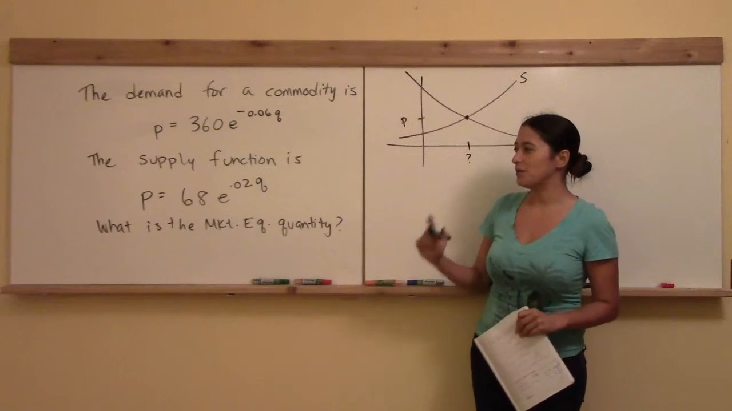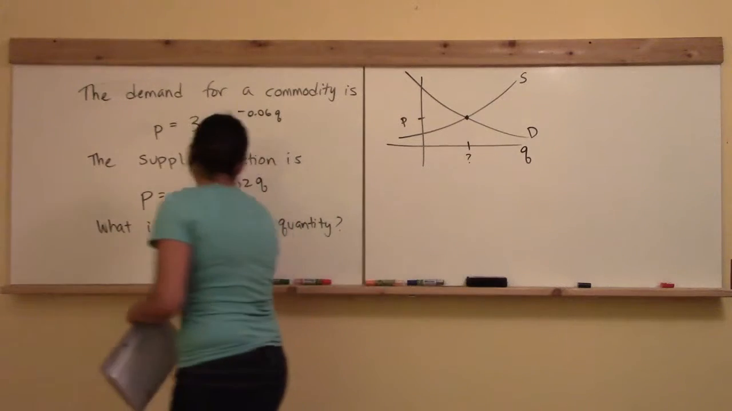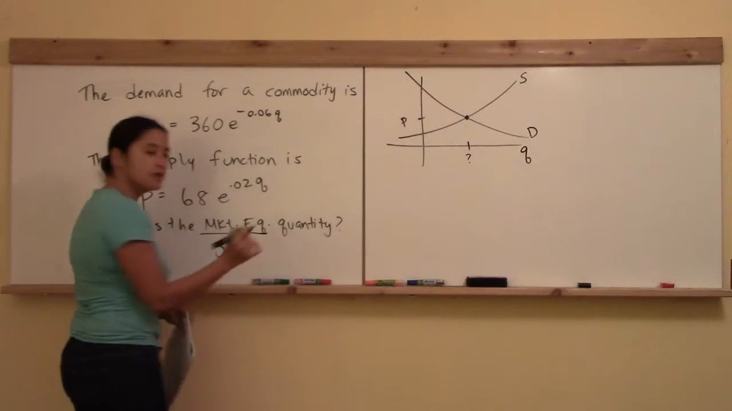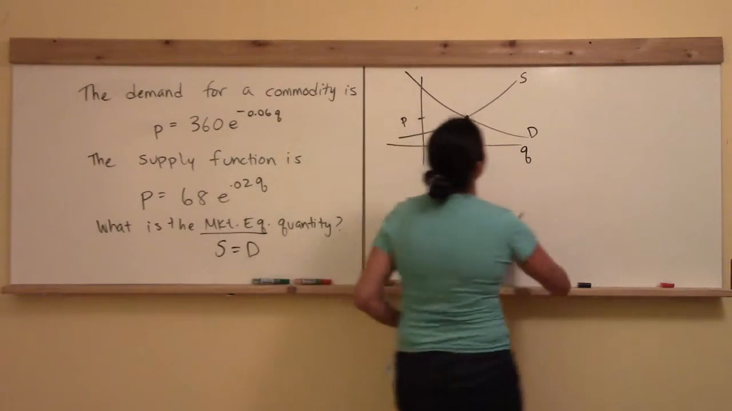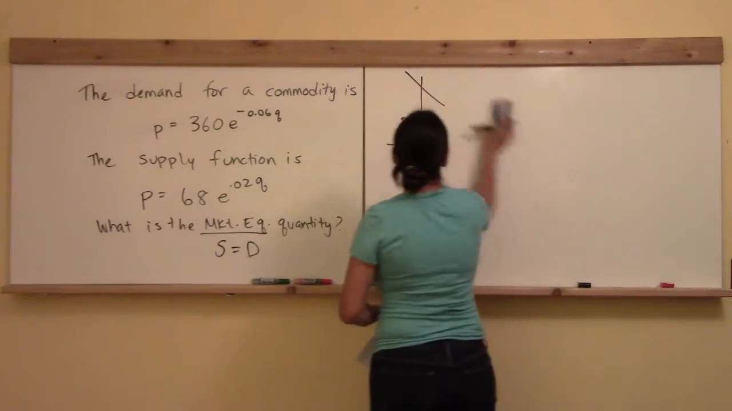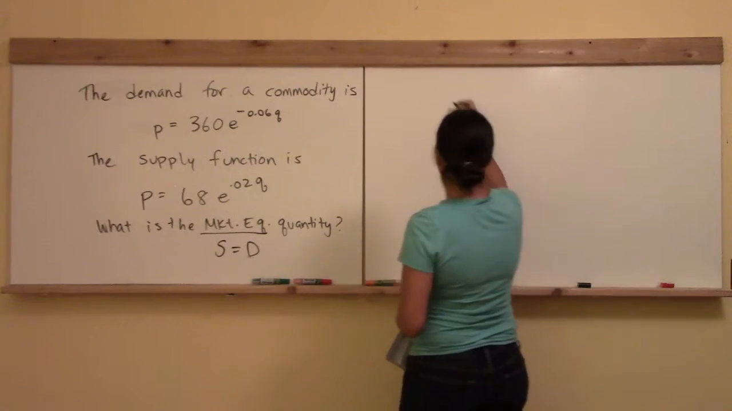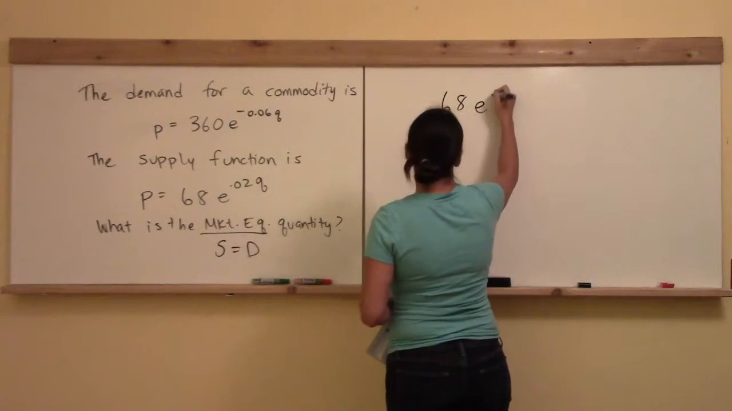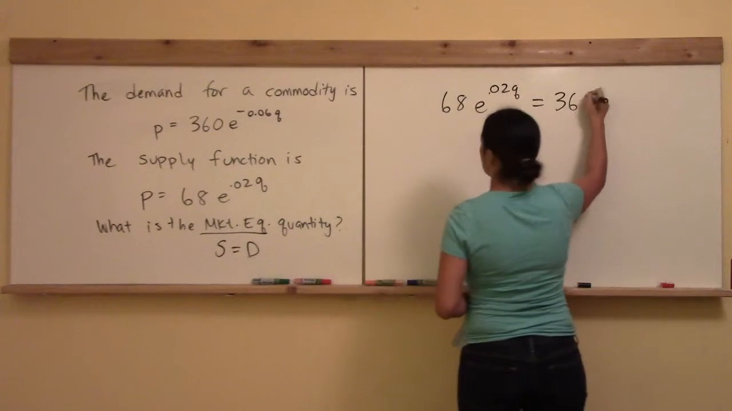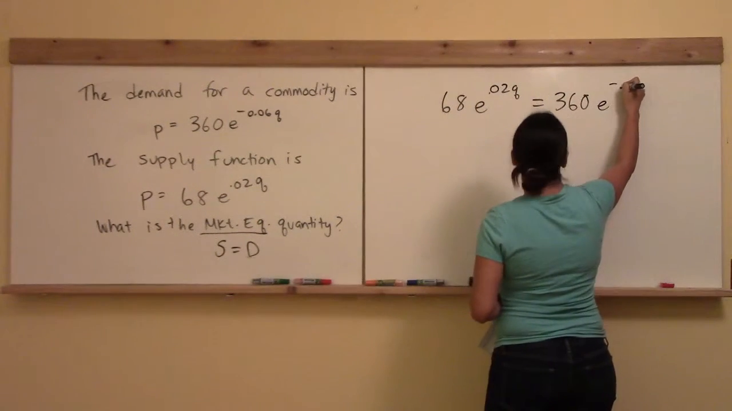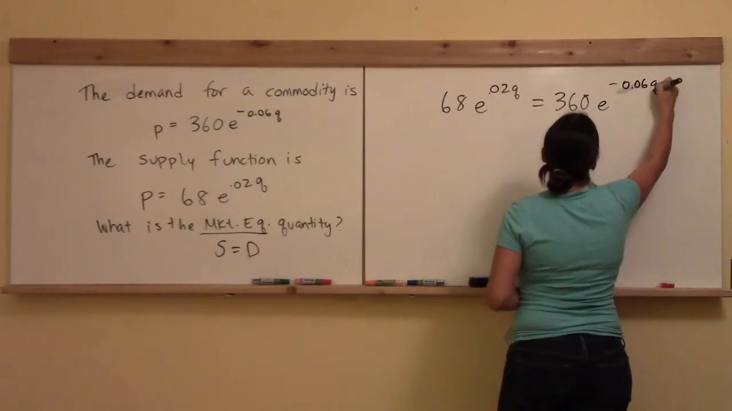Did you remember that market equilibrium right here means that supply is equal to demand? Hopefully you remembered that, because that's where you need to start. Well, I just drew this picture on the board. That probably helped you. So your first thought, I would say, is to take this equation right here and set it exactly equal to that equation right there, and then try to solve that out.